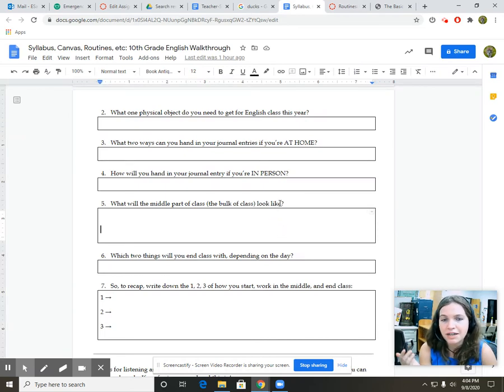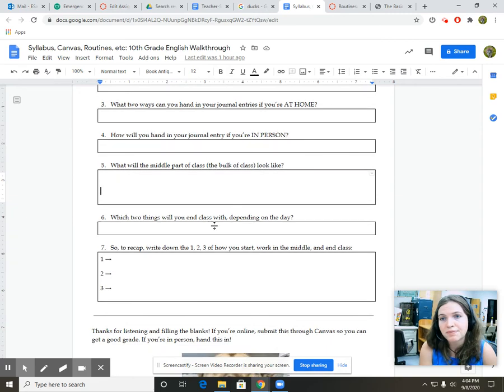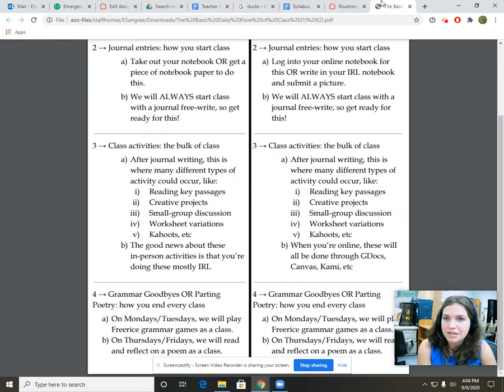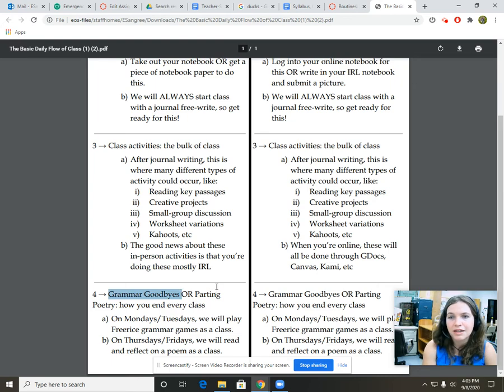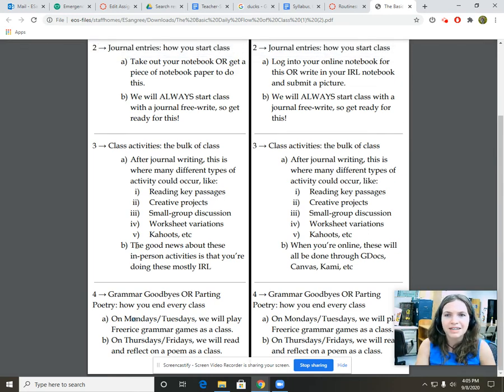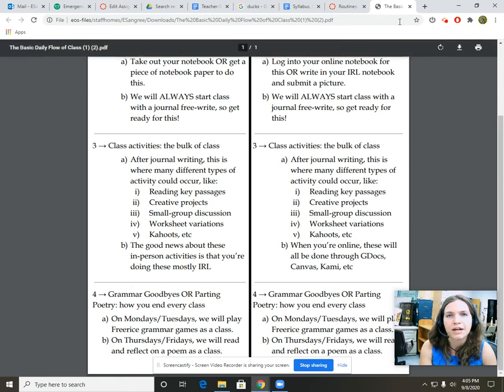So that answers number 5. What are some things it could look like? All sorts of activities. And number 6, how will you end class every day? You will end class with either a grammar goodbye or parting poetry. So depending on the day and your block, it's all complicated because it's hybrid, but depending on the day, you will end with a grammar game that goes on this website called Free Rice and is actually donating to charity, so it's like a win-win game charity thing. Or, if not grammar, then we will read a poem as a class. Even if you're on Zoom, you'll be a part of that, and you get to leave English with this parting idea of poetry in your mind.